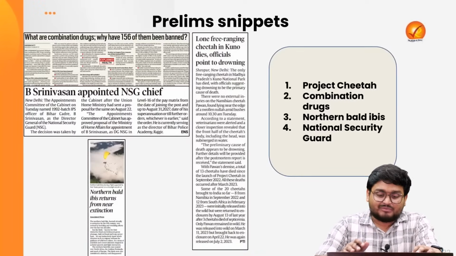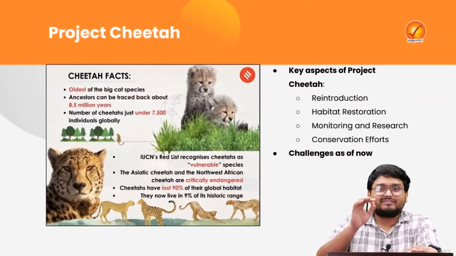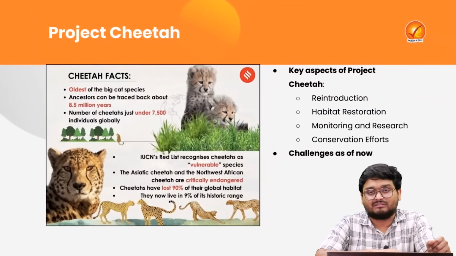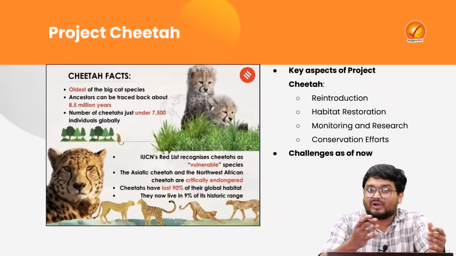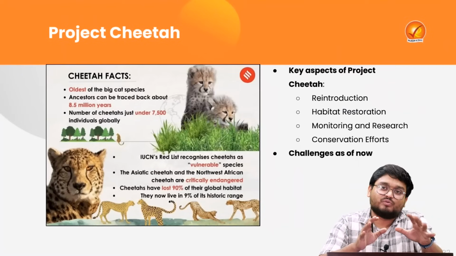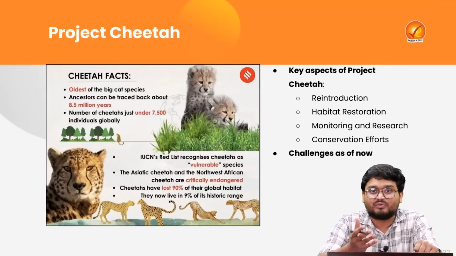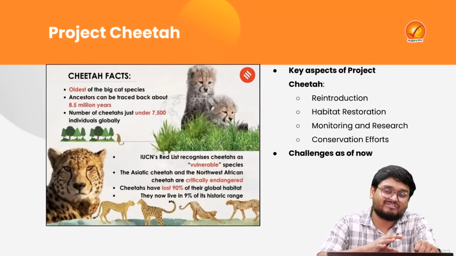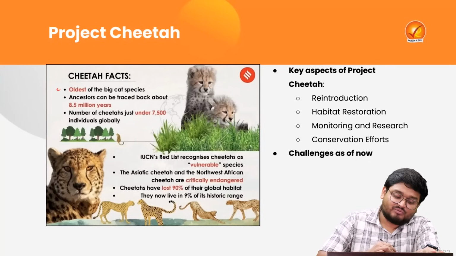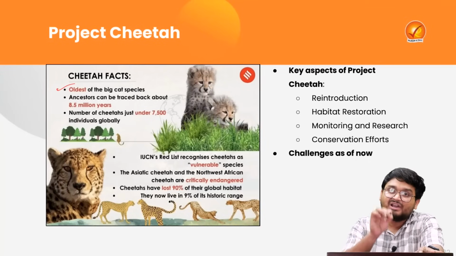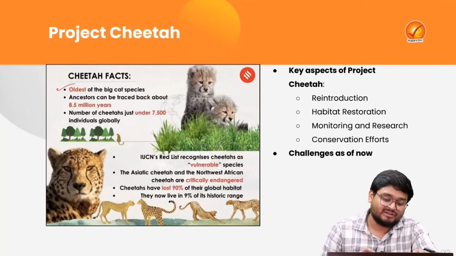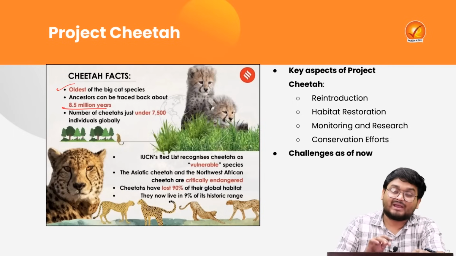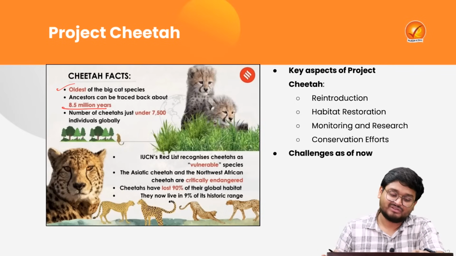Finally, we'll be looking at prelim snippets, where we'll be starting with a very sad incident of another cheetah in India, which came from Namibia, who has died recently due to drowning allegations. Now here we need to look at various cheetah facts. We understand that this is one of the oldest cat species in the entire world, and the ancestors can be traced back to around 8.5 million years ago.